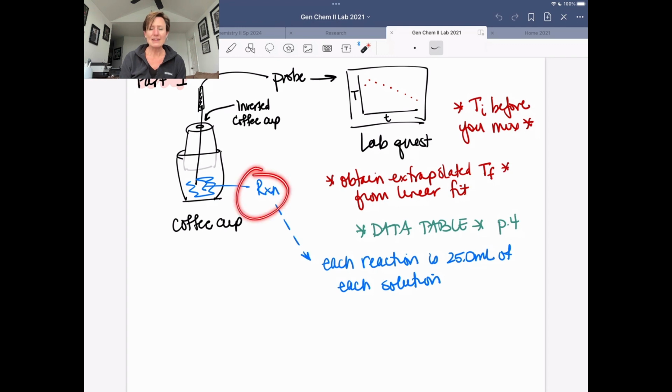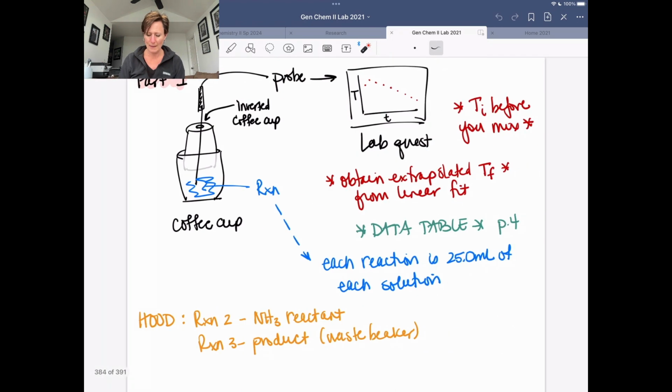Okay, so highlighting 3 reactions. Each of these reactions is going to have 25 milliliters of each solution. Each solution is 3 molar. So we're going to have to make sure that we're careful with safety here. Make sure that you're wearing your safety goggles. Certainly not things you want to be splashing on your eyes, on your face, on your skin, and so forth.